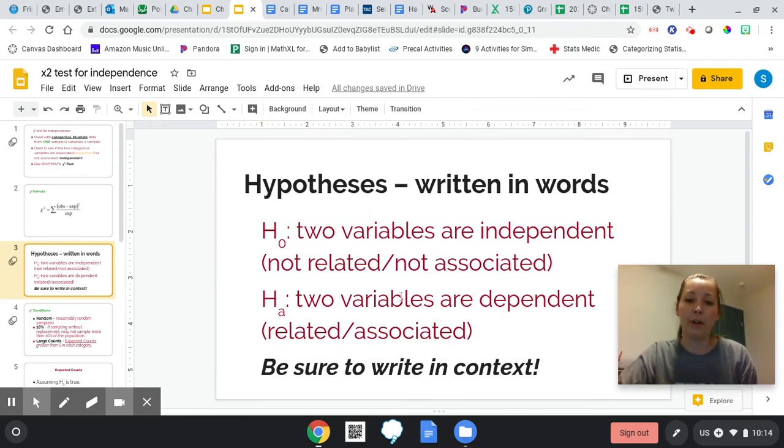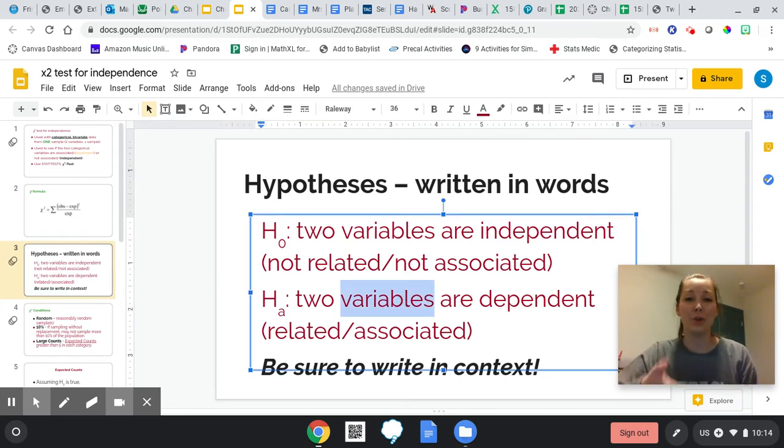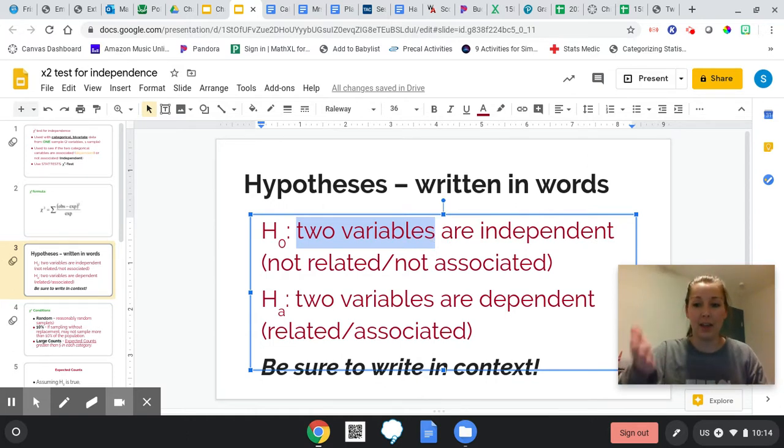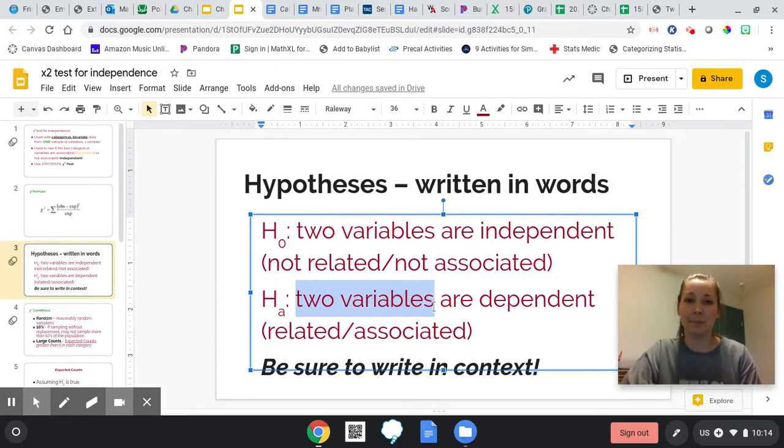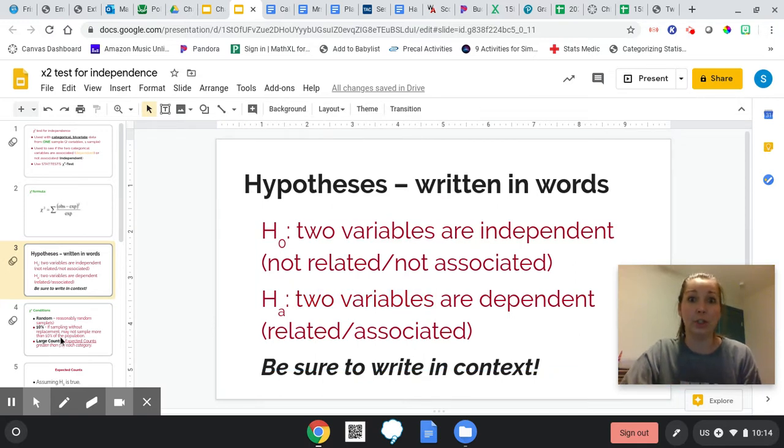You're going to sub out the word variables for your actual variables. So for my example, I would say that the state that seniors live in and their favorite sport are independent. And then for the alternative, the state that a senior lives in and favorite sport are dependent or related. So this two variables get subbed out for your specific variables. That's the context that this is reminding you to use.